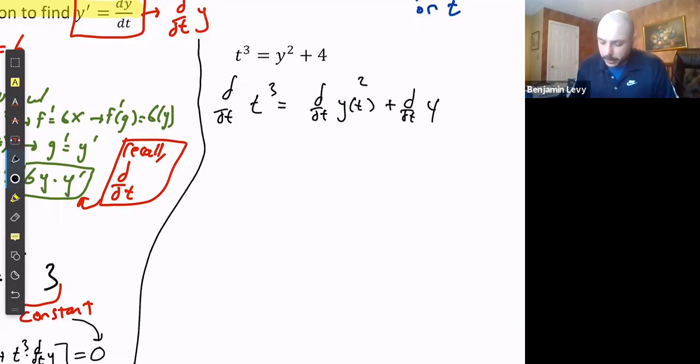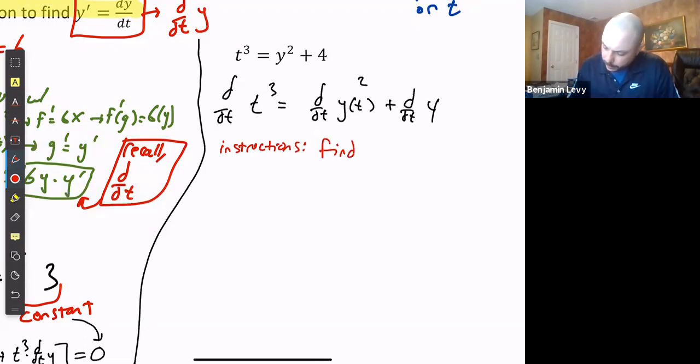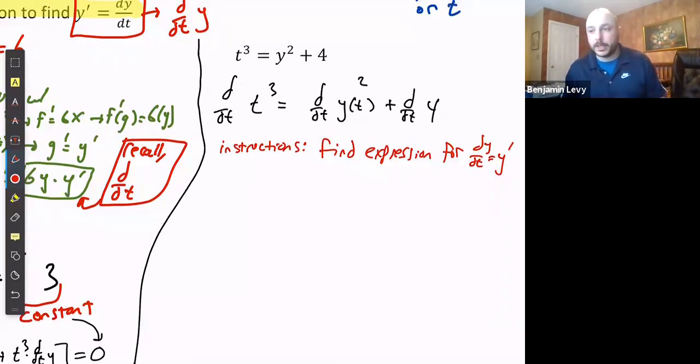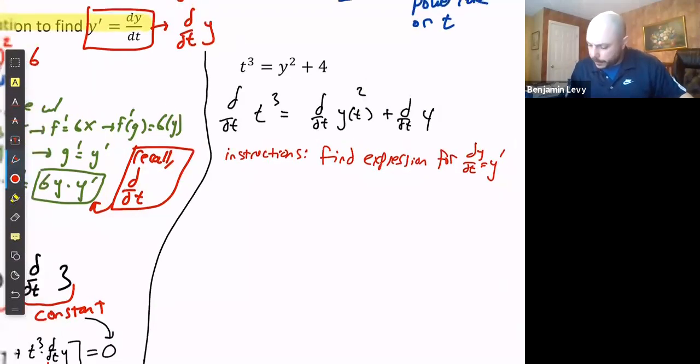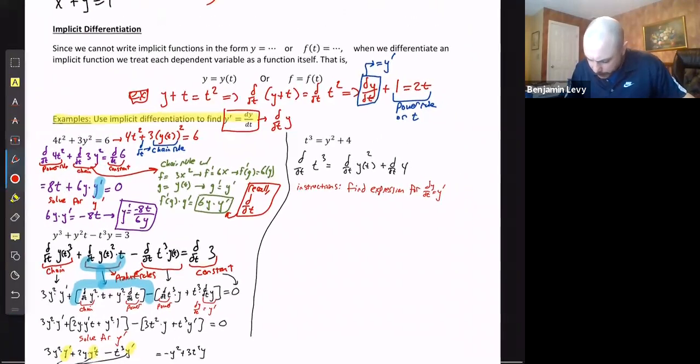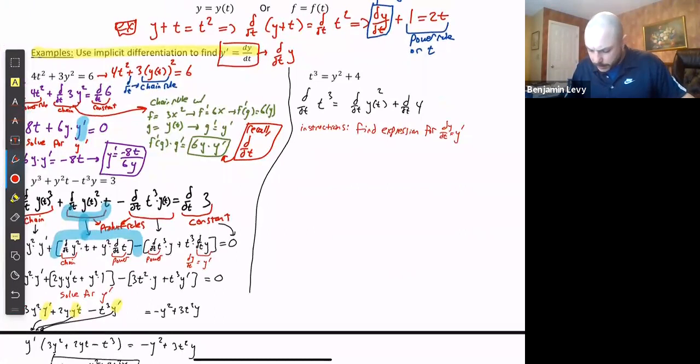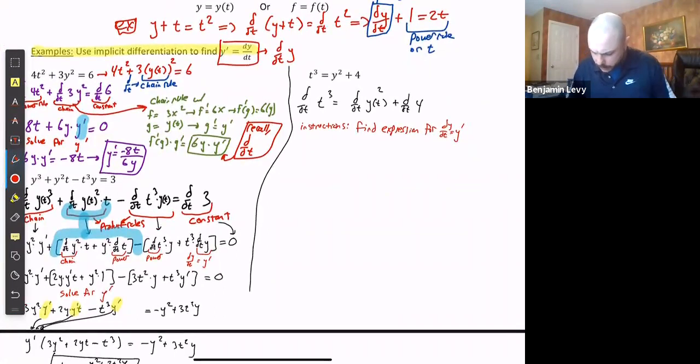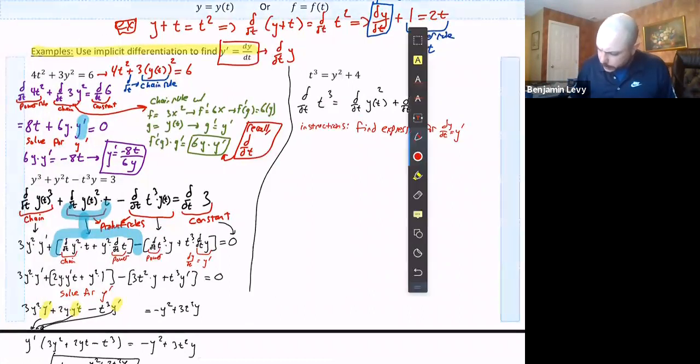And so what we want to try to do here, the instructions, find y prime. Find an expression for dy/dt, which is y prime. So do the exact same thing we just did. It's going to be chain rule, power rule, constant rule, right? Just spend a couple minutes, think about that. Kind of compare it to the ones we just did. I don't know if people want me to zoom out so you can see it all. Hopefully you wrote this down yourself, but there it is in case you wanted it all on the screen. And let's just take a second and try that.